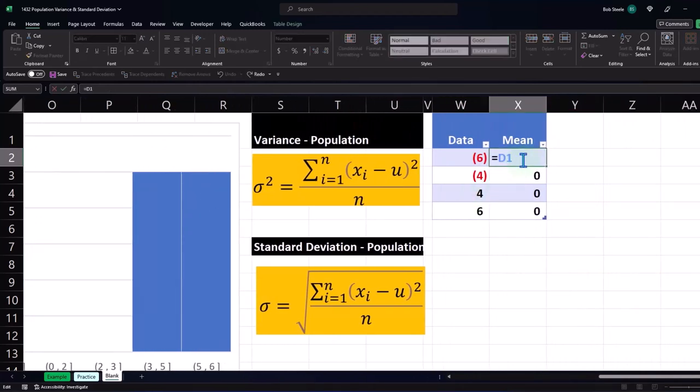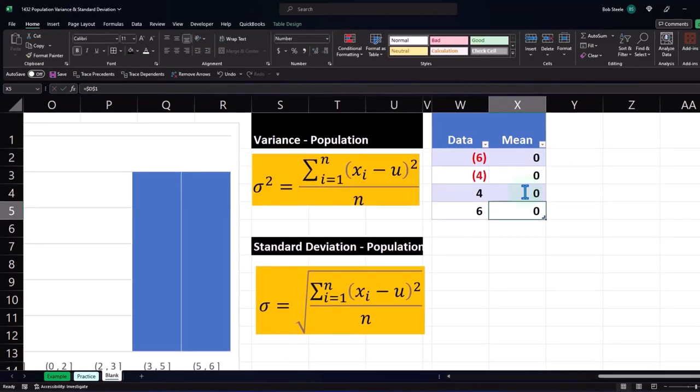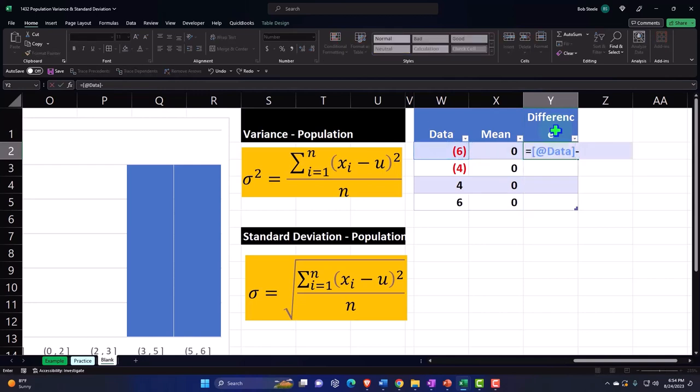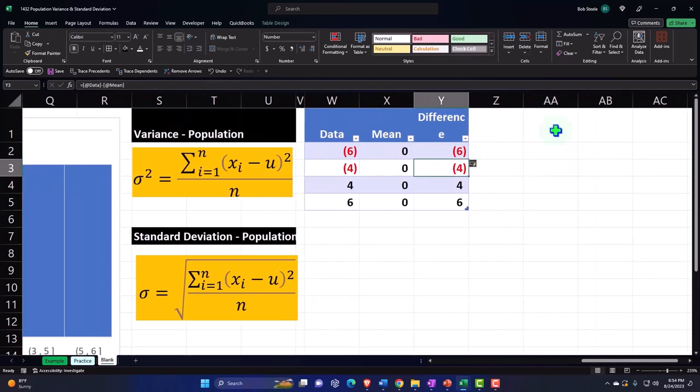I want to make it absolute. So I'm selecting F4 on the keyboard, a dollar sign before the D and the 1, so that each of these numbers are pulling from the same cell. And then I'm going to take the difference again, same thing we did before. This is going to be equal to the 6 minus the 0. So there's our difference from the mean, which of course are the same numbers in this case, but wouldn't always be that because we picked the mean to be zero.